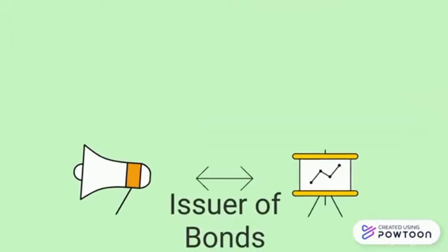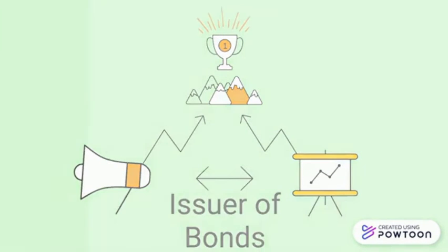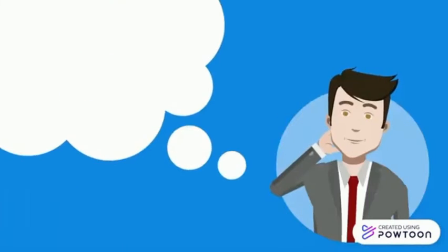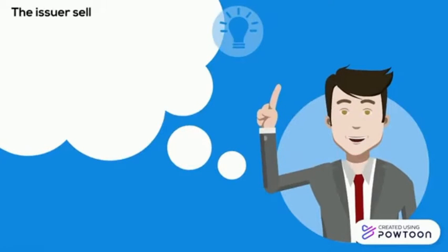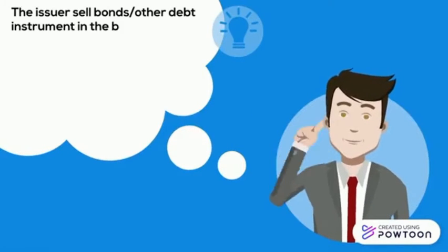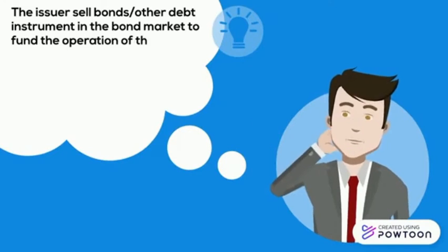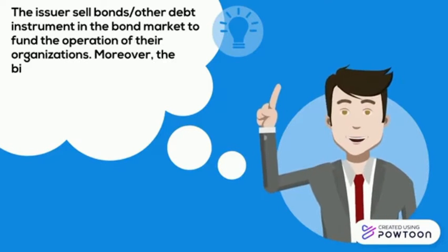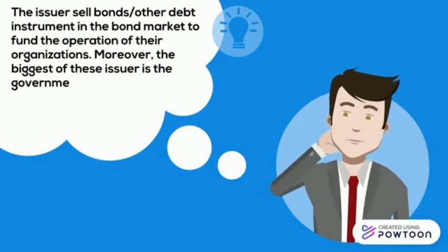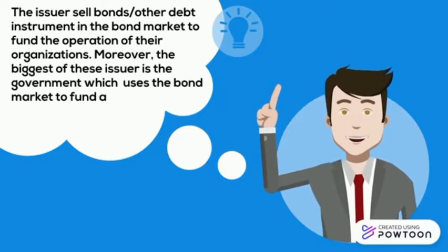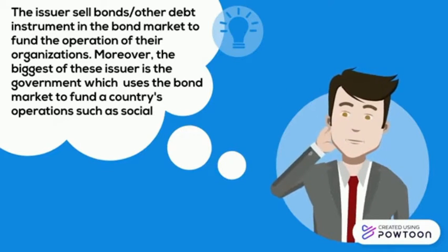So basically, what is the issuer of bonds? The issuers sell bonds or other debt instruments in the bond market to fund the operation of their organizations. Moreover, the biggest of these issuers is the government, which uses the bond market to fund a country's operations such as social programs and other necessary expenses.